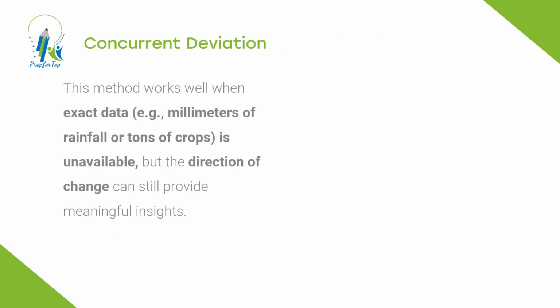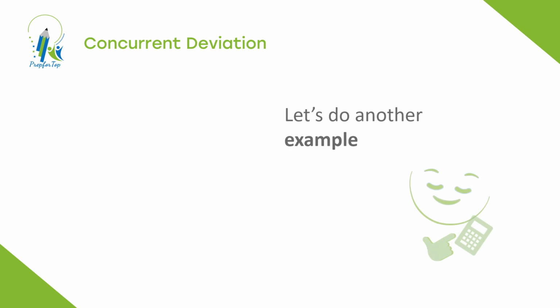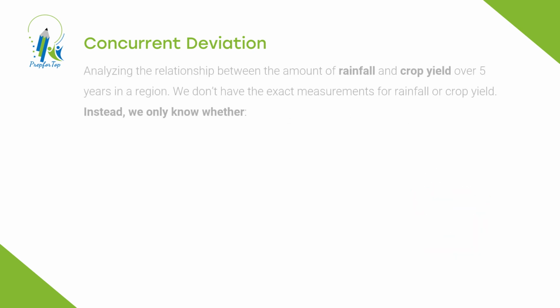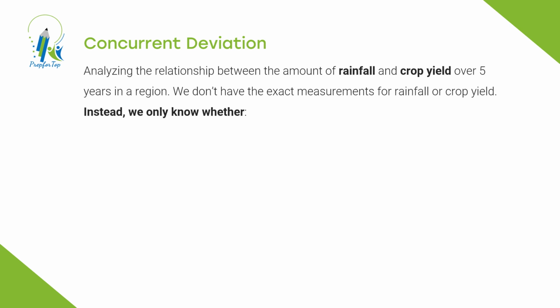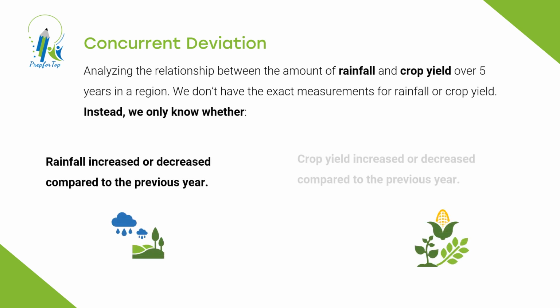This method works well when exact data, millimeters of rainfall or tons of crops, is unavailable, but the direction of change can still provide meaningful insights. Let's do another example, analyzing the relationship between the amount of rainfall and crop yield over 5 years in a region. We don't have the exact measurements for rainfall or crop yield. Instead, we only know whether rainfall increased or decreased compared to the previous year.